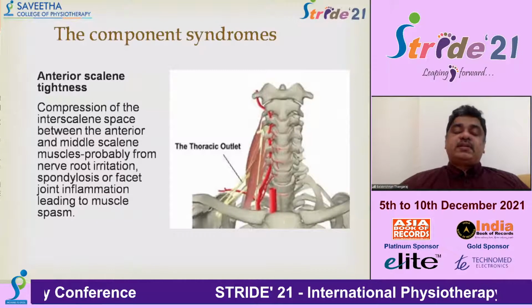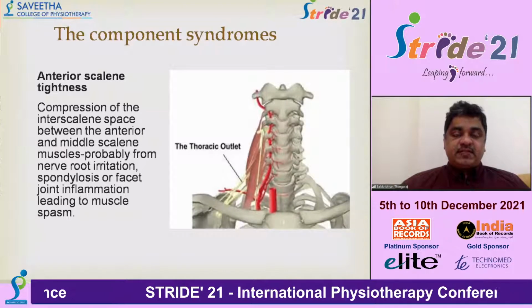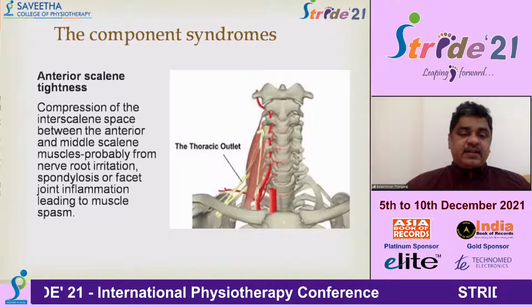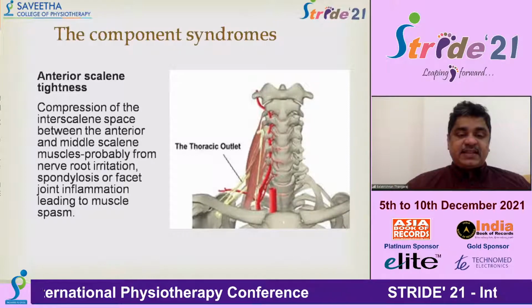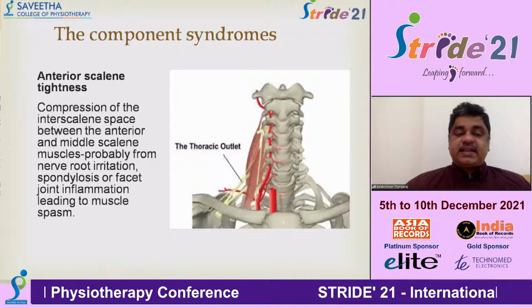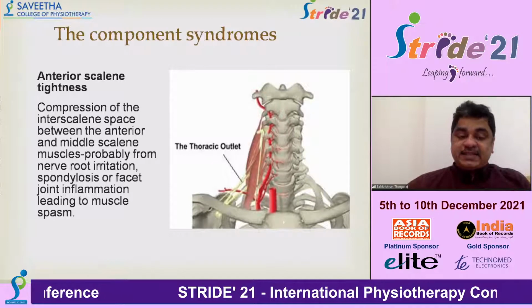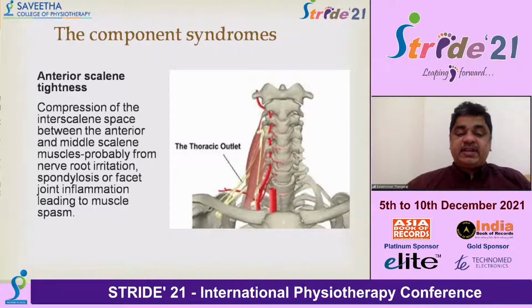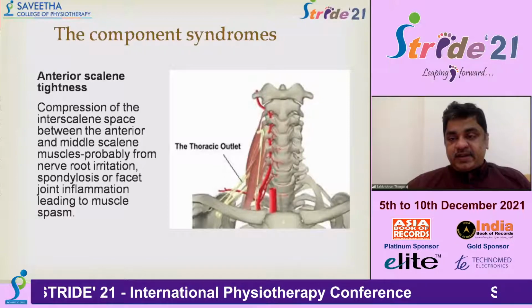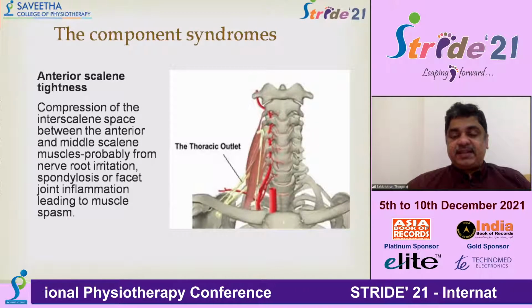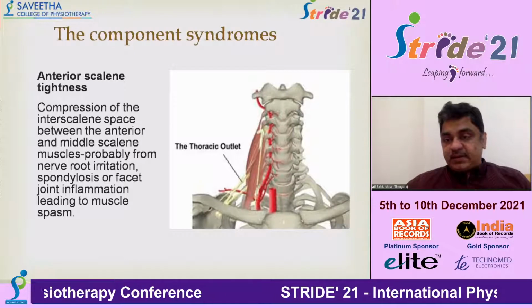The first one, as I mentioned, among the various syndromes, is called anterior scalene tightness. There is compression of the interscalene space between the anterior and middle scalene muscles, probably from nerve root irritation, spondylolysis, or facet joint inflammation leading to muscle spasm. When this muscle spasm happens, it starts compressing the structures beneath it. Next, please.